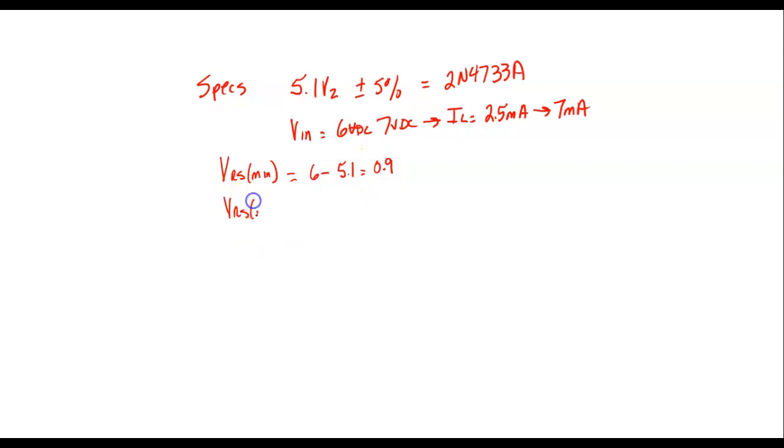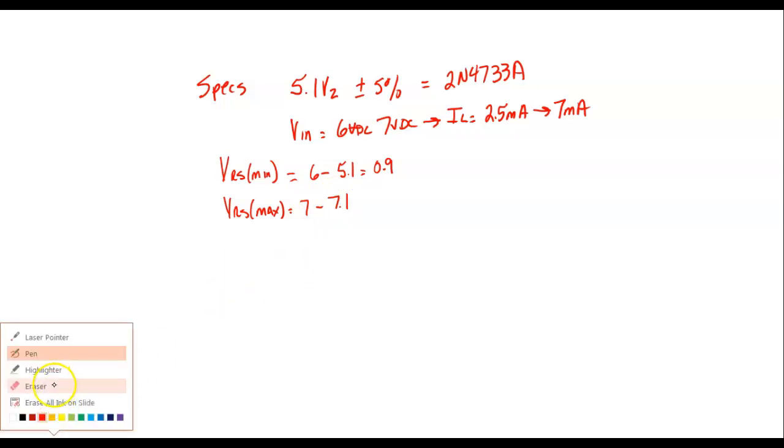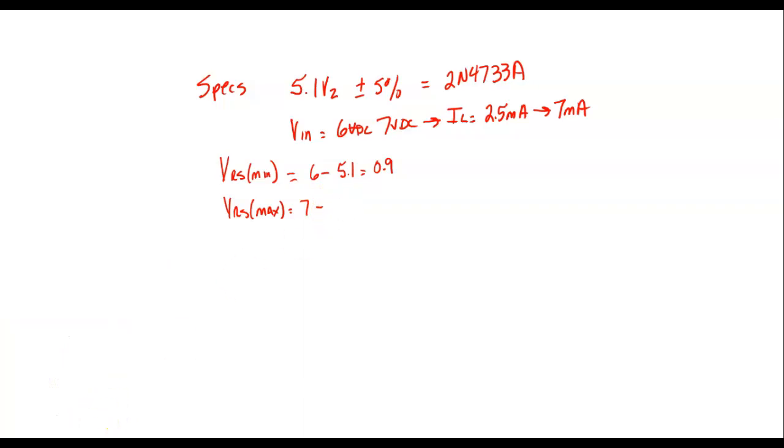And VRS maximum would be equal to 7 volts minus 5.1.